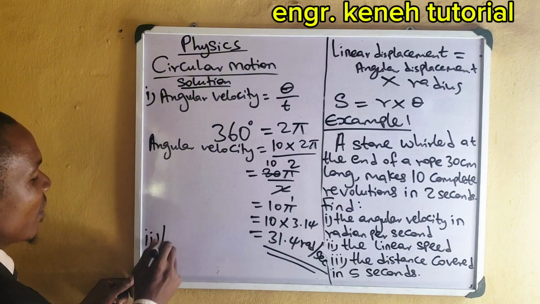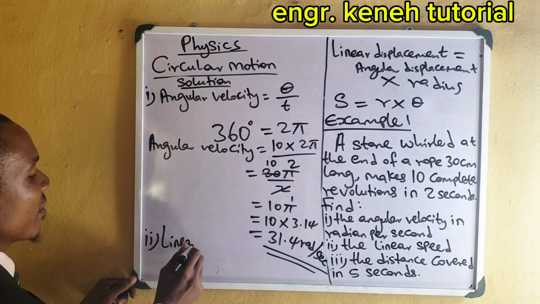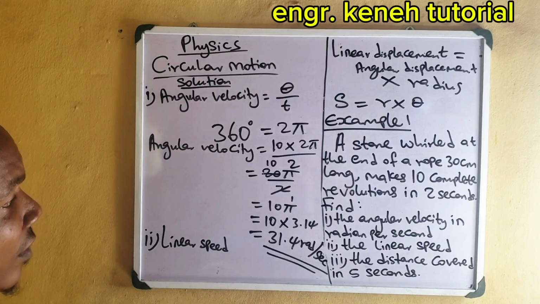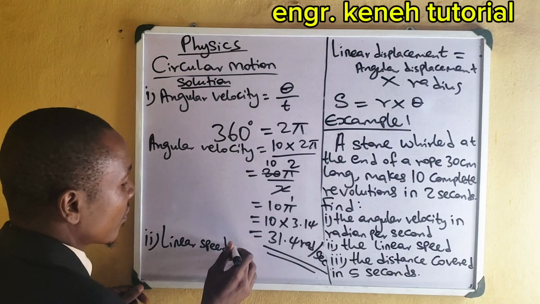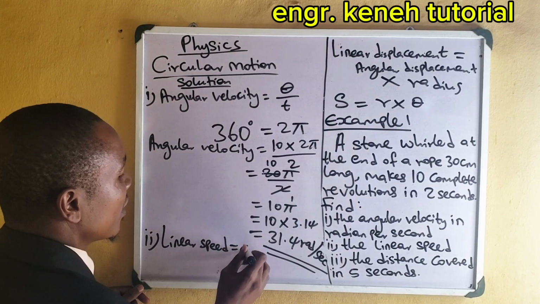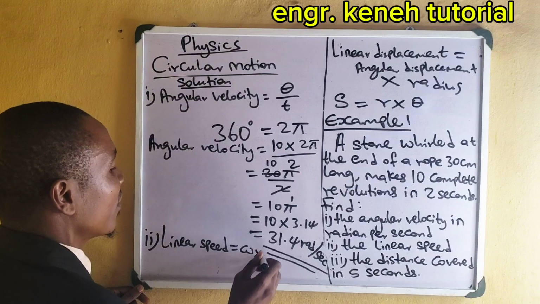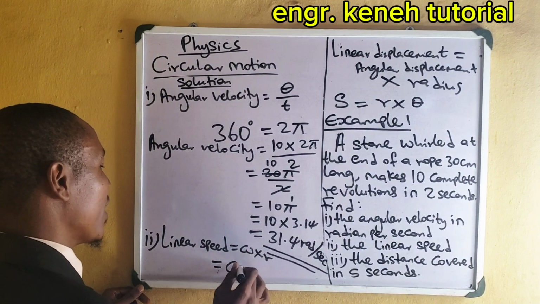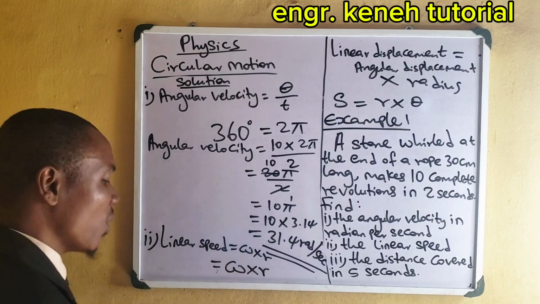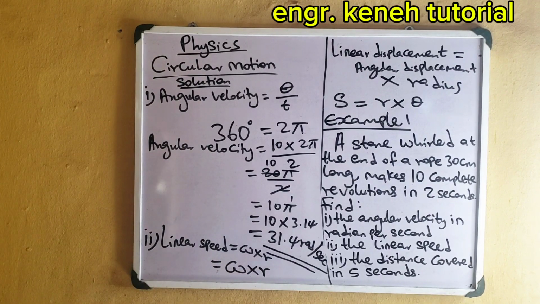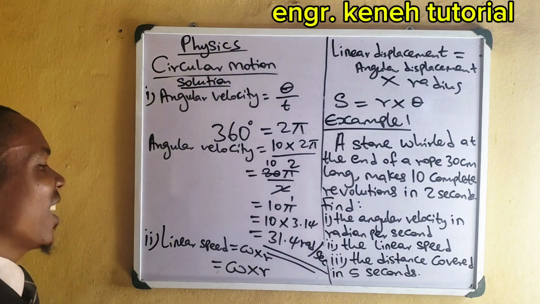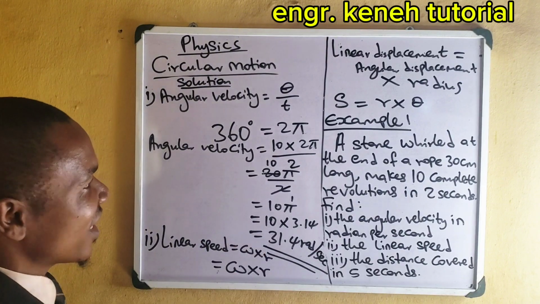Linear speed is equal to angular velocity times R. Can you see it? Omega times R will give us the linear speed. Then this R, what does it mean? R means the radius of this circle.